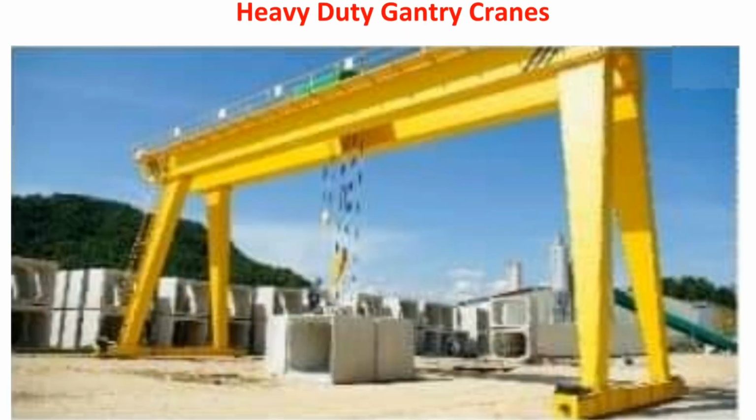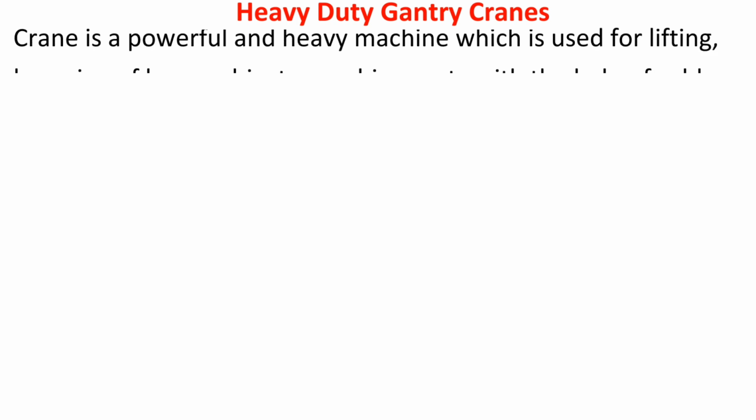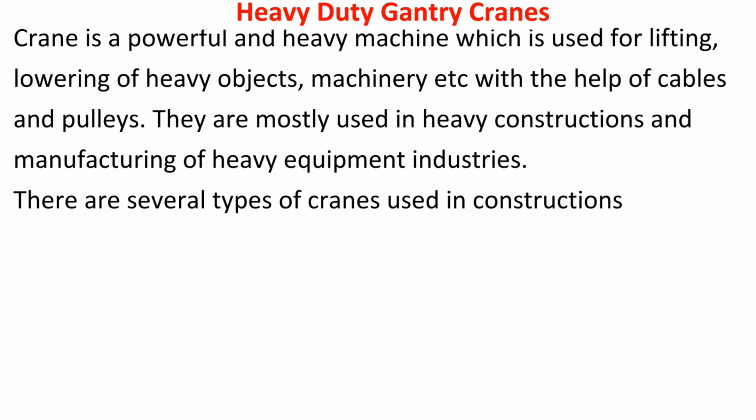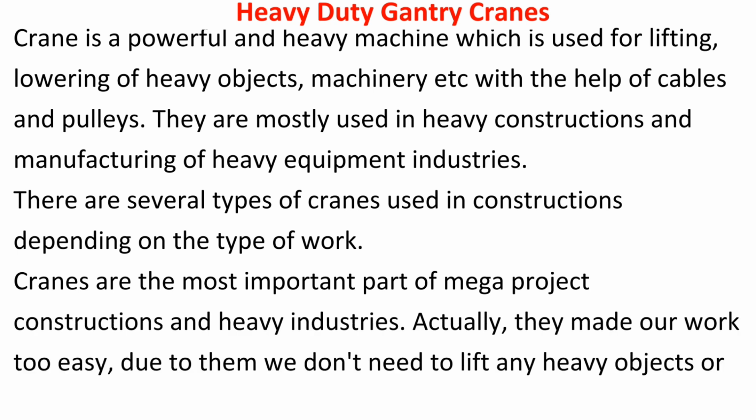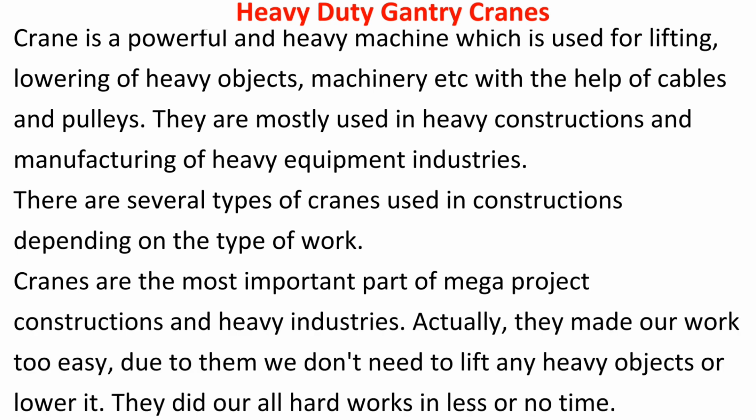Heavy-duty gantry cranes. Crane is a powerful and heavy machine which is used for lifting, lowering of heavy objects, machinery etc. with the help of cables and pulleys. They are mostly used in heavy constructions and manufacturing of heavy equipment industries. There are several types of cranes used in constructions depending on the type of work. Cranes are the most important part of mega-project constructions and heavy industries. Actually, they made our work too easy. Due to them we don't need to lift any heavy objects or lower it. They did all our hard work in less or no time.